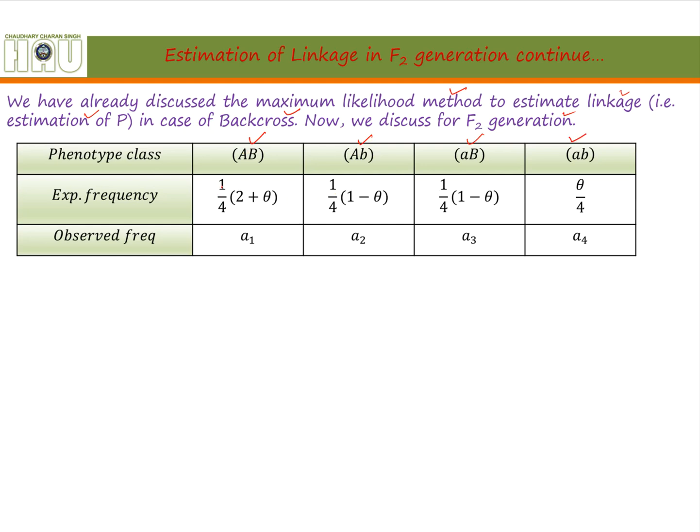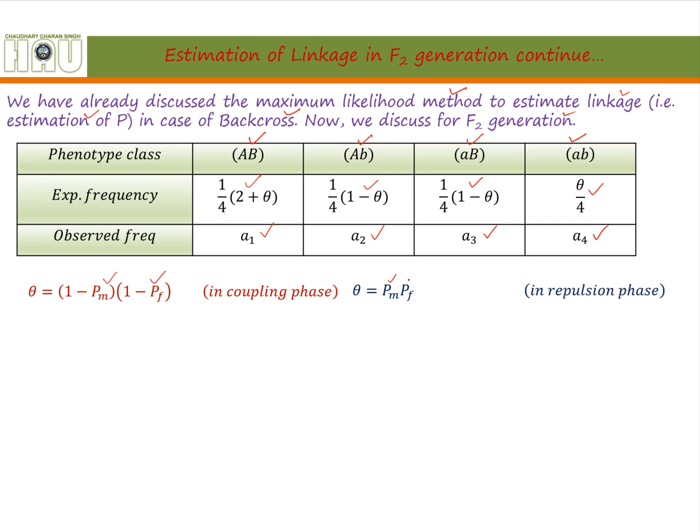Their expected frequencies are 1 by 4 (2 plus theta), 1 by 4 (1 minus theta), 1 by 4 (1 minus theta), and theta by 4. Their observed frequency for this class is A1, capital A small b is A2, small a capital B is A3, and small a small b is A4. And our theta in coupling phase is nothing but the product of 1 minus Pm into 1 minus Pf. In repulsive phase, theta is the product of Pm and Pf.